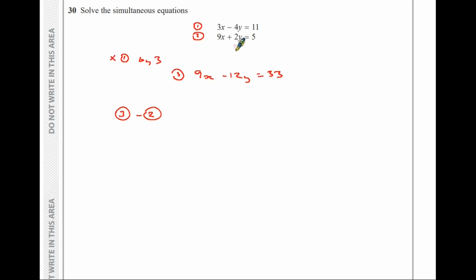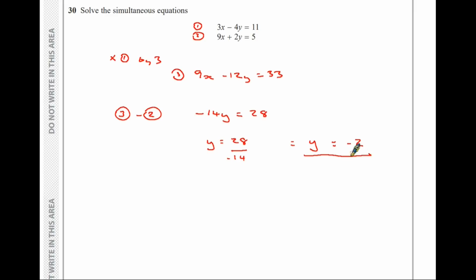Minus 12y minus 2y is minus 14y equals 33 take away 5 is 28. So minus 14y equals 28. If we then move this around, y equals 28 divided by minus 14. Therefore y equals, well, 28 divided by 14 is 2. A positive divided by a minus is a minus. Therefore y equals minus 2. That's the first part of our answer, y equals minus 2.